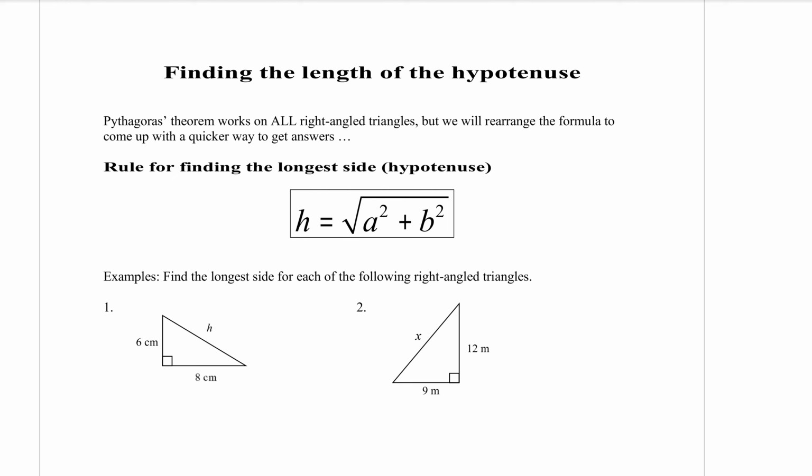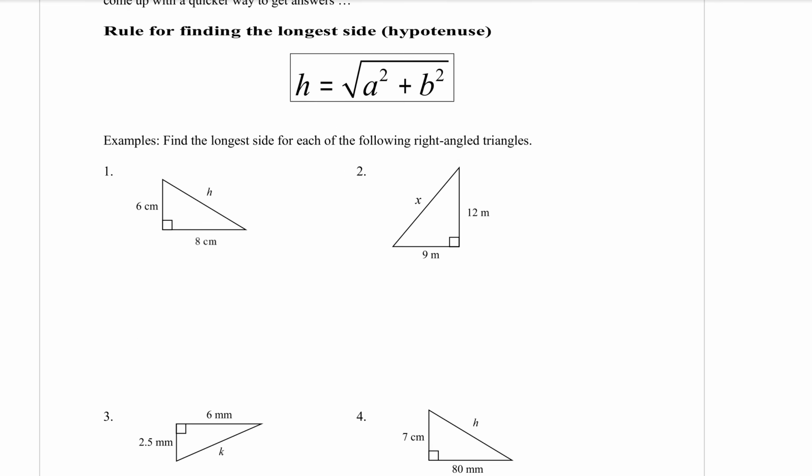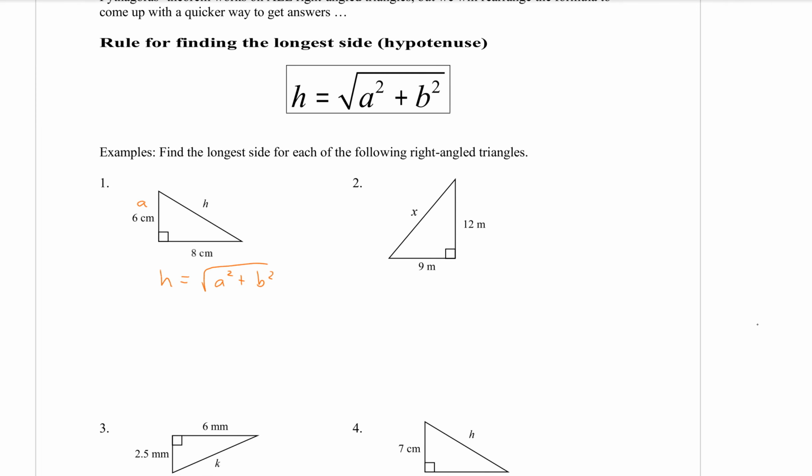So, when you see a question like these ones here, I'm trying to find out what h is, I'm trying to find the hypotenuse. As soon as you see a question, you go, oh, I'm trying to find out what the hypotenuse is, you write that formula down. So everybody, write that formula down. H equals square root of a squared plus b squared. The a and the b are the two short sides here. Let's put the labels on there. A is going to be 6 and b is going to be 8. Everybody should be writing this down.